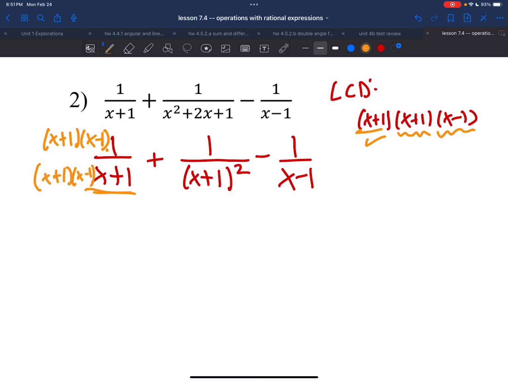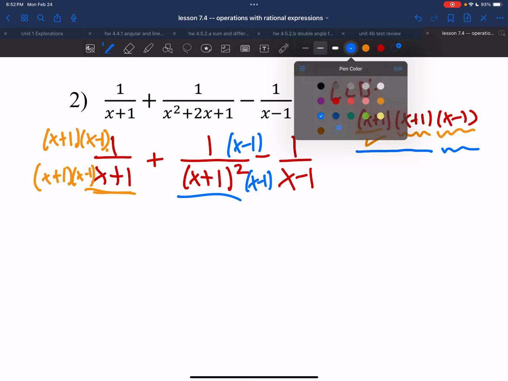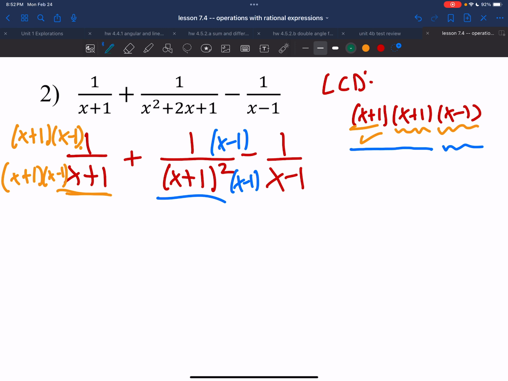Okay? I'm going to switch to blue. This is x plus 1 squared, which is covered by these two x plus 1s. Yeah? But what it doesn't have is the x minus 1. So you need an x minus 1, top and bottom, to make that one work. Let's switch to green. On the last one, you have x minus 1, which is covered here, but what you're missing is the other two x plus 1s. So you need an x plus 1 squared on top and bottom, like so. And so that is what kind of makes this all work.